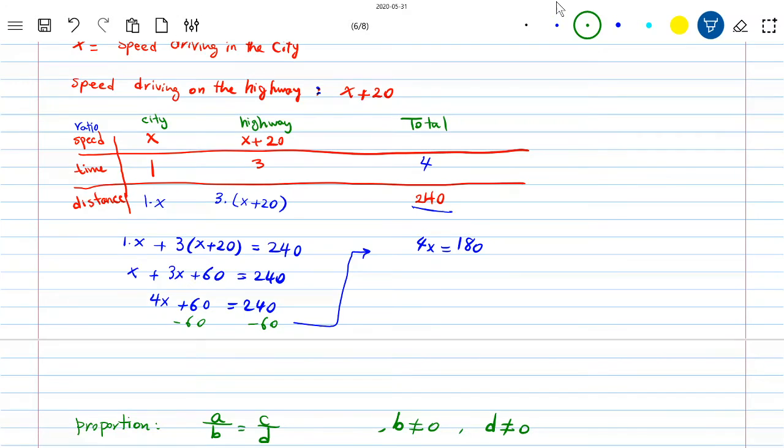And if you divide both sides by 4, these two can cancel out. What do you get for x? 180 divided by 4, 160 divided by 4 is 40, so 45. 45 miles per hour.